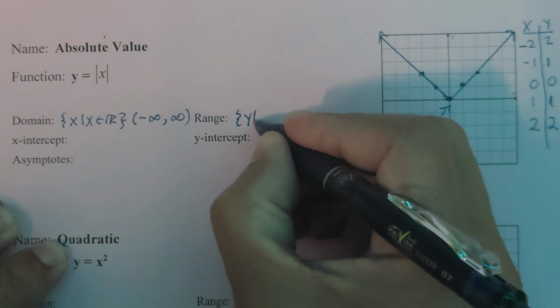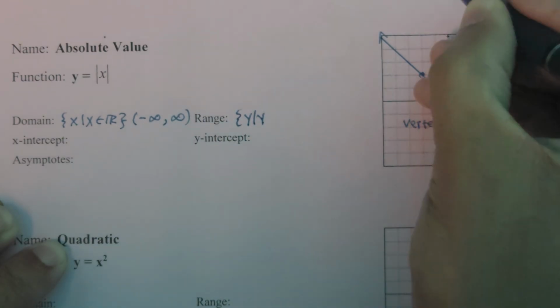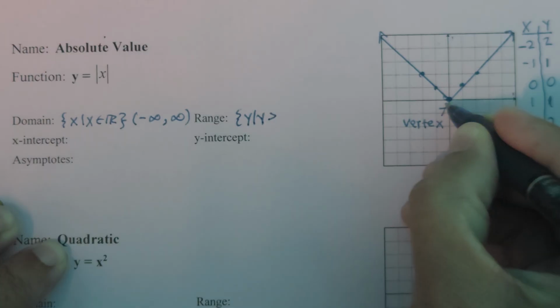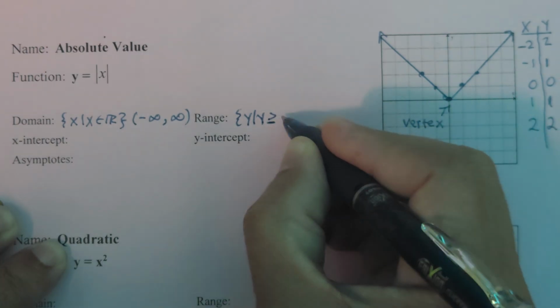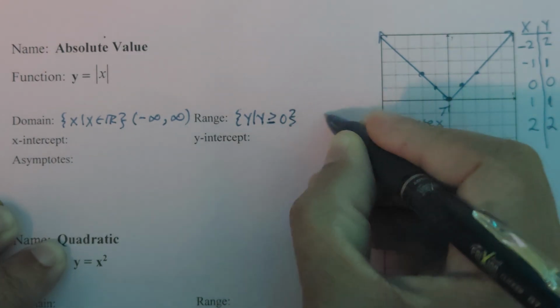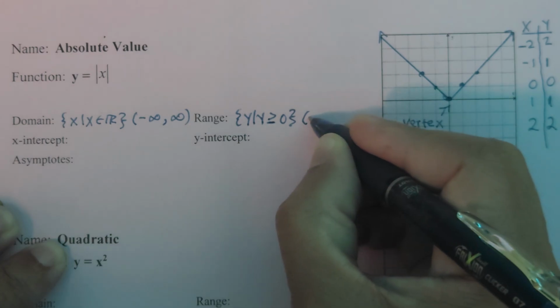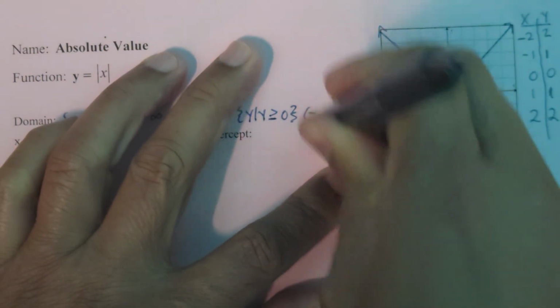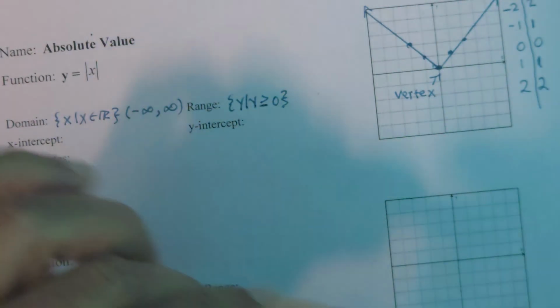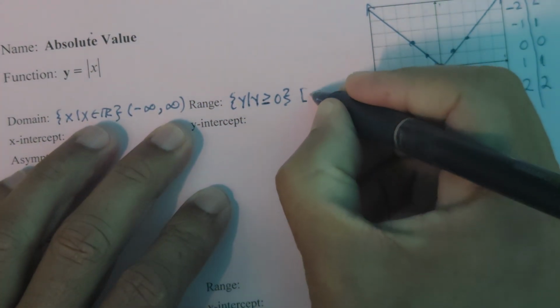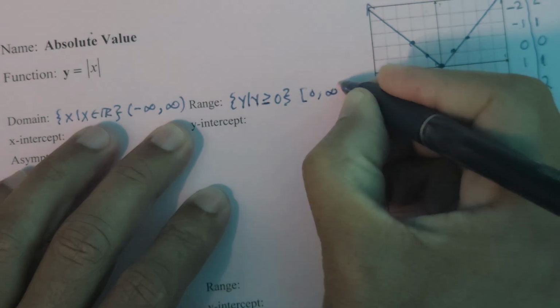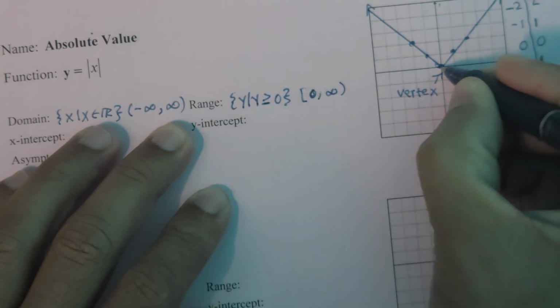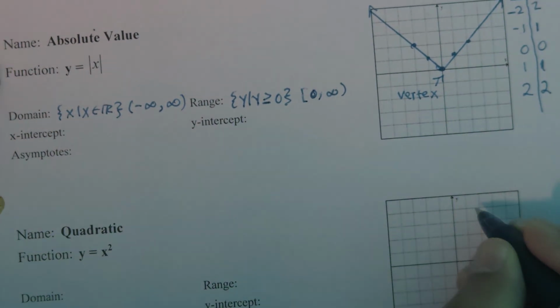So this is y such that y is, from this point, the graph goes up, so it's going to be greater than or equal to, because that value is on the graph, so it's included. And that value for y is 0. So it doesn't go to -infinity, it has a bottom, and that value is included. So we say 0 to positive infinity, because from here the graph goes up nonstop.